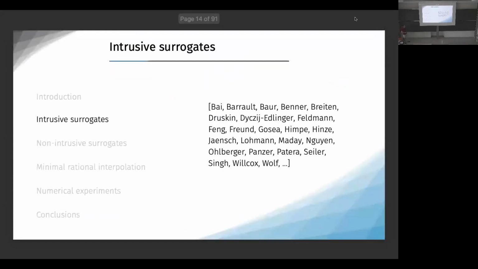Okay, so to start, I would like to discuss some of the intrusive methods for model reduction, just to give you an idea of how these surrogates can actually be built in practice. And here I'm putting just some of the names of people that have studied this field. I missed many more, so I hope you don't get offended if your name is not here.